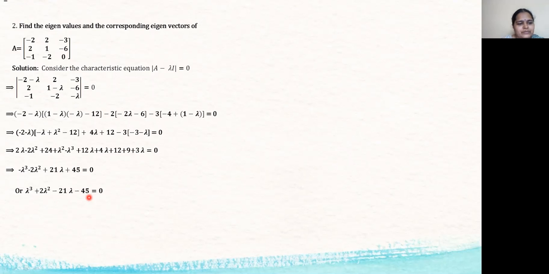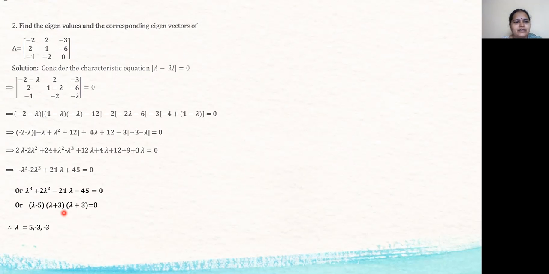Now by using synthetic division or by using calculators we can find the roots of this characteristic equation. The roots are 5, minus 3, minus 3. So these are the eigenvalues. In this case 5 and minus 3, minus 3. Minus 3 is repeated twice and 5 is another eigenvalue.